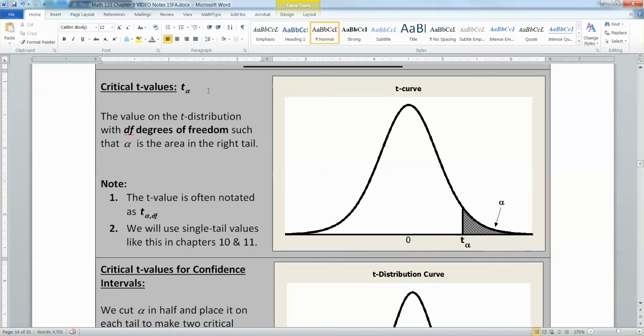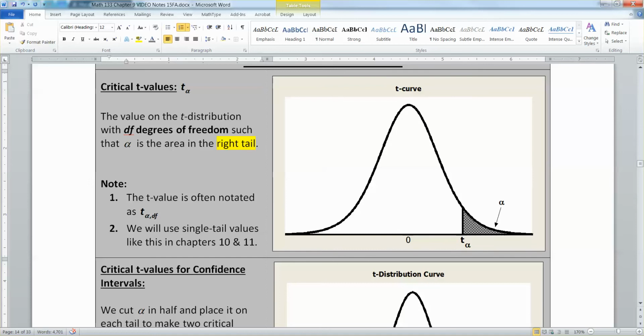By definition, that means that that little subscript is the area in the right tail, right? The right tail right here, which I have shown to you on this lovely picture here. So here's t alpha, and that area right there is alpha by definition. So we often notate it by the way t alpha comma degrees of freedom, because since every curve has its own degrees of freedom, we'll put a little comma in there to talk about which curve we were using.